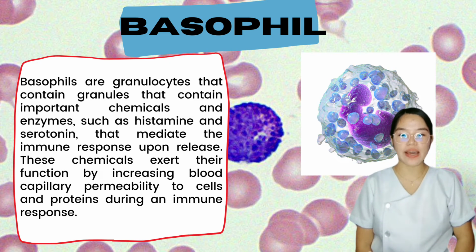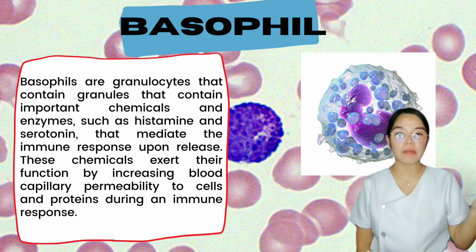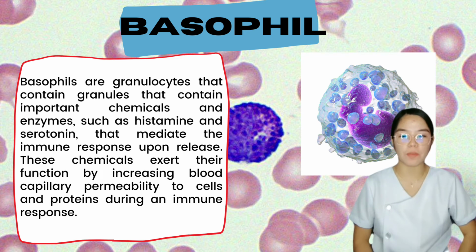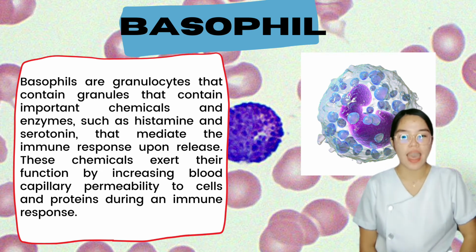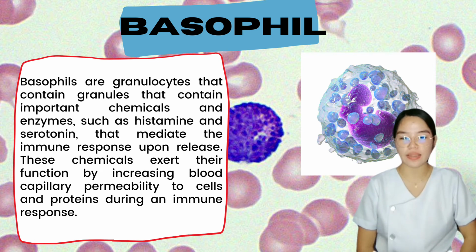Basophils are granulocytes that contain important chemicals and enzymes, such as histamine and serotonin that mediate the immune response upon release. As a part of the innate immune system, basophils do not make you immune to an infection you have had in the past. They are simply among the frontline cells that attack any foreign agent that enters the body. Basophils are part of the body's frontline immune response.